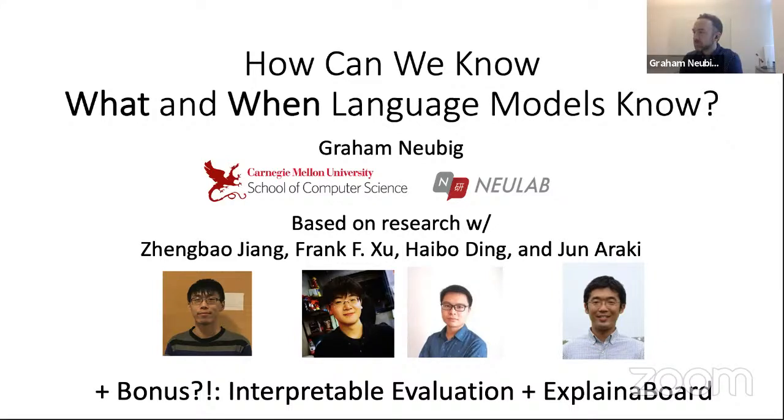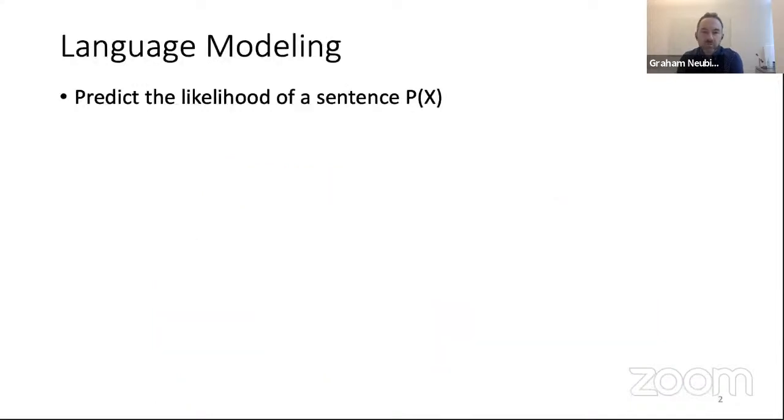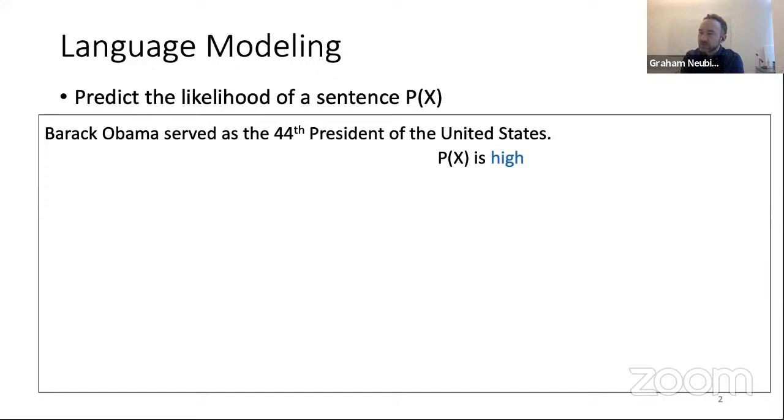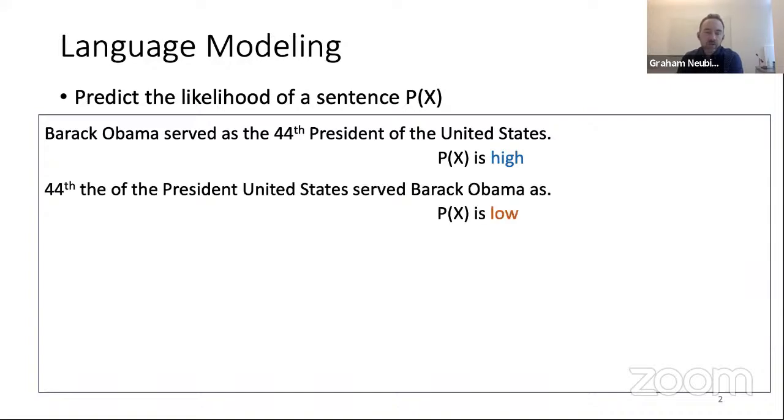Happy to do so. So basically what I want to talk about is the application of language models to solving prediction problems in natural language processing. Language modeling is basically predicting the likelihood of a sentence, P of X. If we have a natural sentence like "Barack Obama served as the 44th president of the United States," the probability would be high according to a well-trained language model. And the probability of this sentence, which is kind of word salad, would be low.